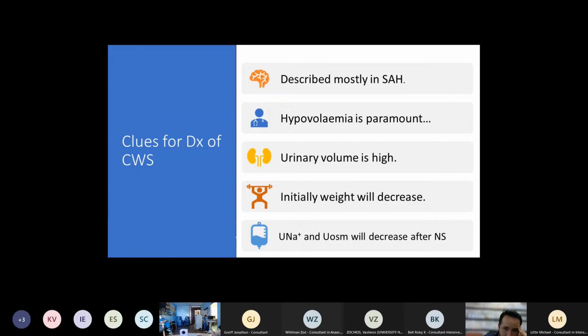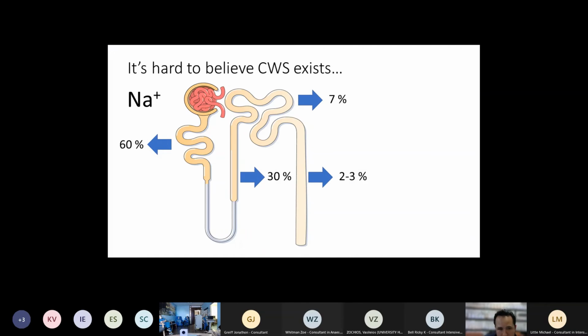And for cerebral salt wasting, it is important to remember that it may happen in patients with subarachnoid hemorrhage. Patients are hypovolemic, they may lose weight, and they have very good urinary volume compared to SIADH. If we give them sodium chloride, their urinary sodium and urinary osmolarity will decrease.